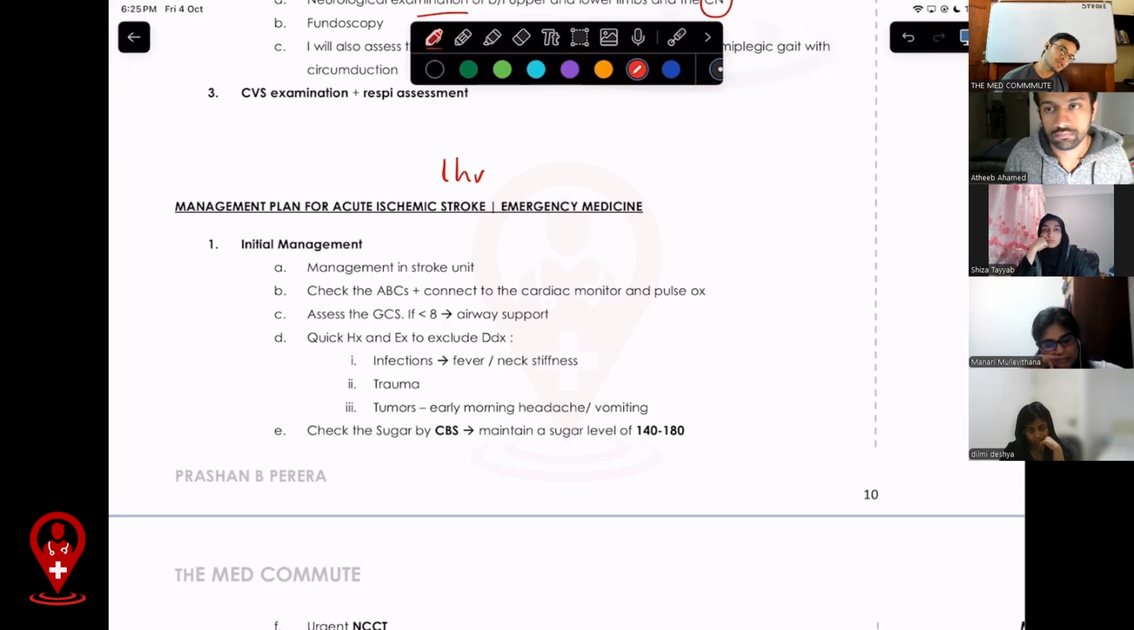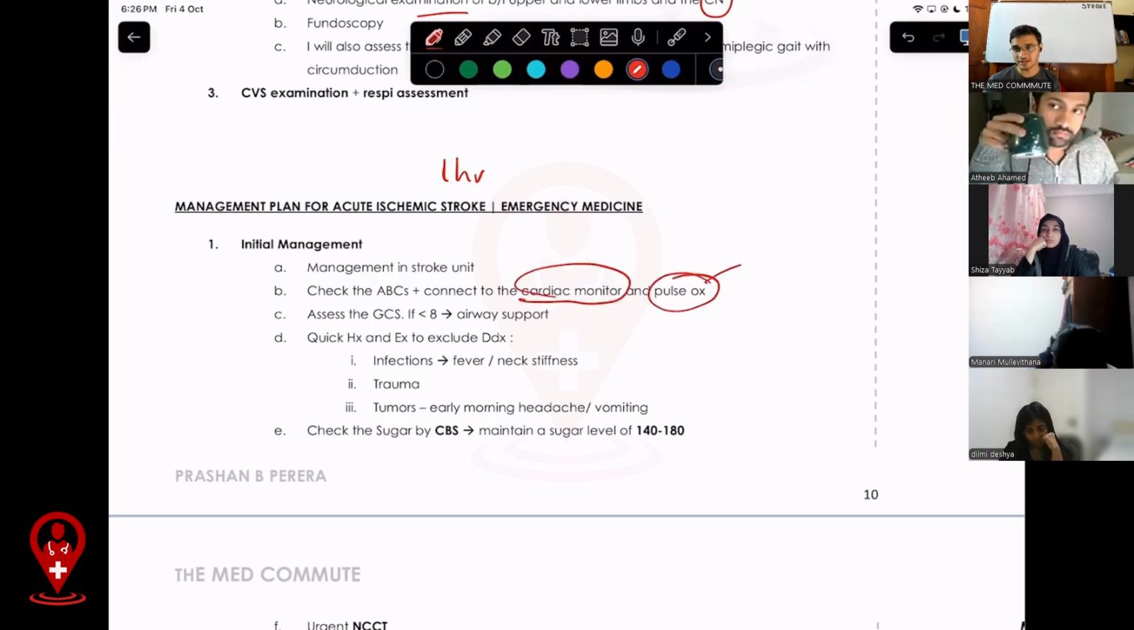So you take the patient to the stroke unit, get him on the bed and check the airway, breathing, circulation, as with all our emergencies. Everyone knows this, check the ABCs. If there is any problem there, you have to first correct that. And you connect the patient to the cardiac monitor and the pulse oximeter. We want to look at the oxygen saturation and his ECG, his heart function as well. Assess the GCS. If it is less than 8, as we mentioned before, we have to intubate the patient. Then, guys, you can take a quick history and examination.